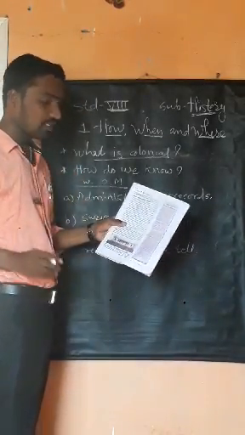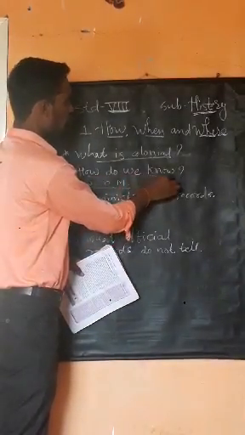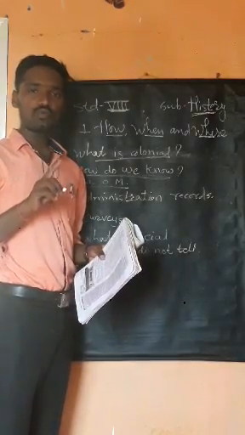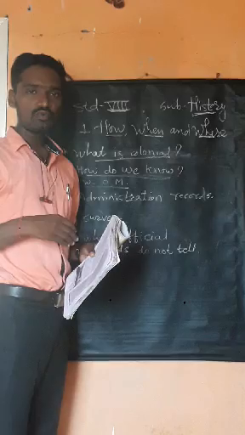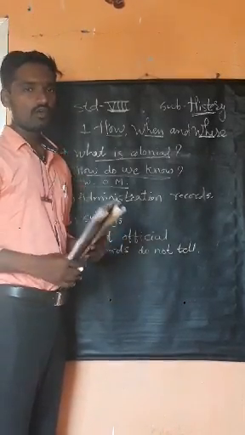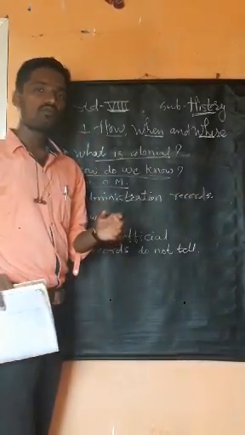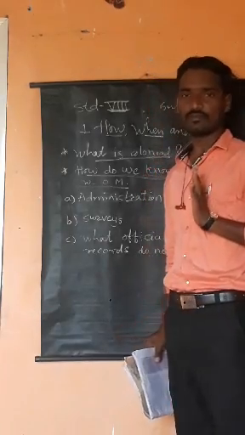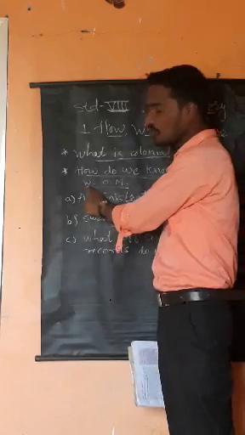We have the next topic, that is how do we know? How do we know history? How do we study history? In our 6th standard or 7th standard, we discussed the sources of history. We have discussed already. Of them, first was the written sources.